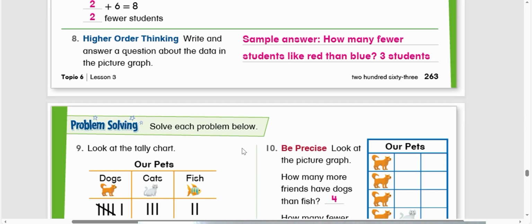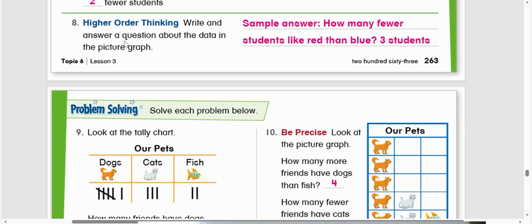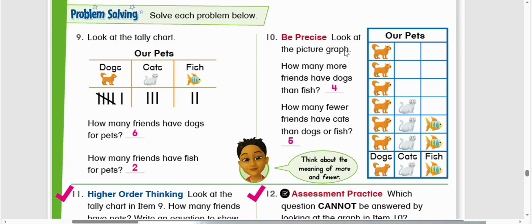Higher order thinking. Write and answer a question about the data in the picture. How many fewer students like red than blue? 3 students. Solve each problem below. You can count how many. Okay, count with me dogs first. We have here how many dogs? 1, 2, 3, 4, 5, 6. 6 dogs. Cats 3 and fish 2.